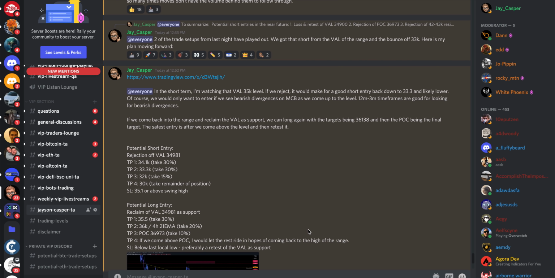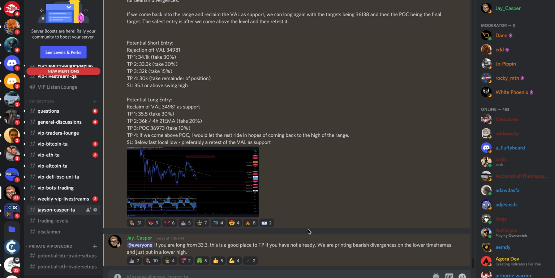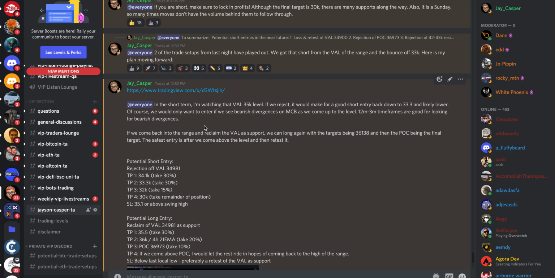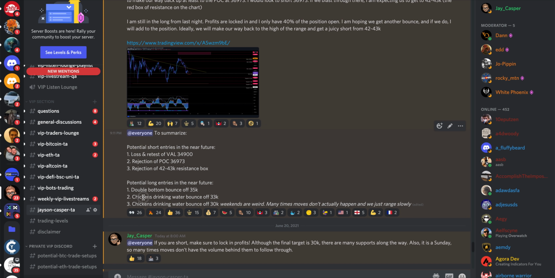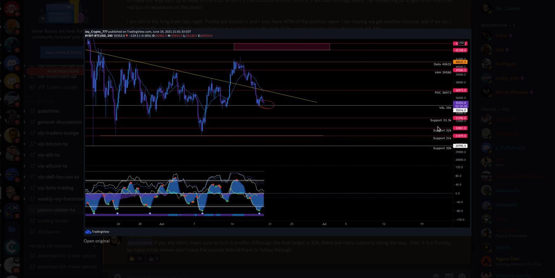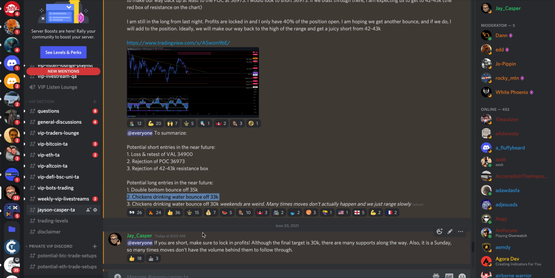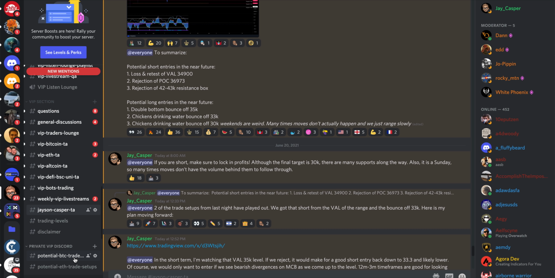In my Discord last night, I posted that one of the trades I'm actually looking for is a bounce off of that $33.3 thousand level. You could see here on my chart, I had it marked out. One of my potential long entries in the near future last night was that bounce right there. Of course, we got the bounce, and that's just what I like to trade, right?